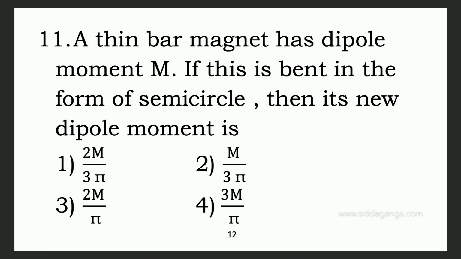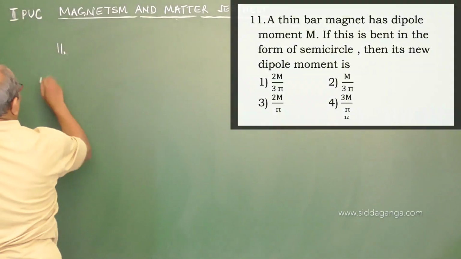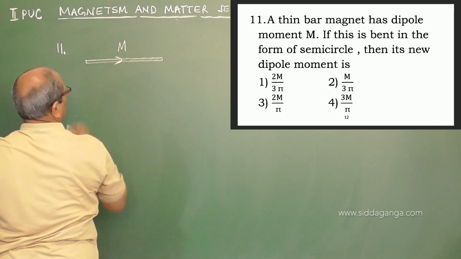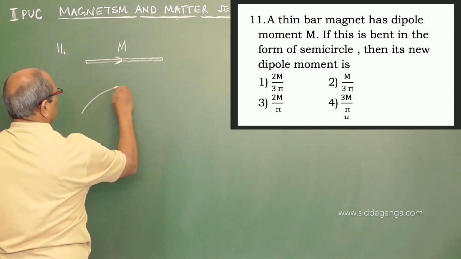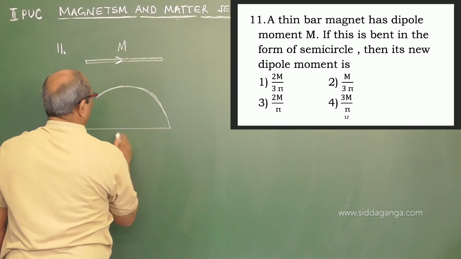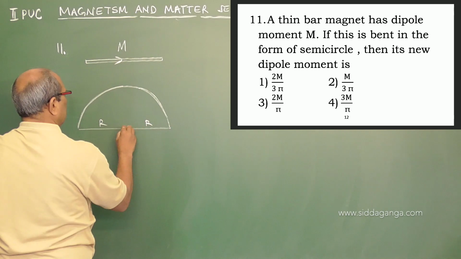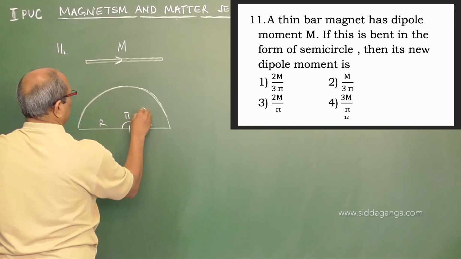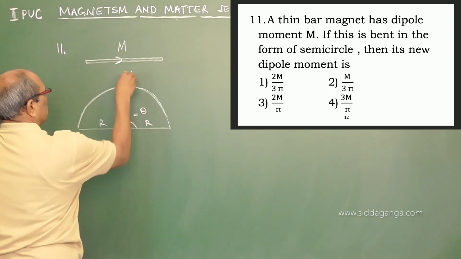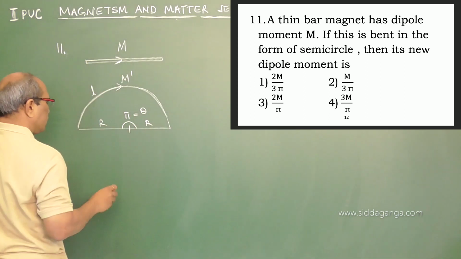Next question. A thin bar magnet has a dipole moment M. If this is bent in the form of a semicircle, then its new dipole moment is? So, you have a dipole moment whose value is M. If it is bent in the form of a semicircle, what is the new moment? Here the angle theta is pi, and the original magnet had length L.